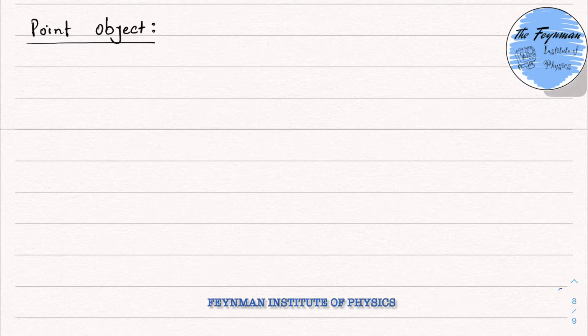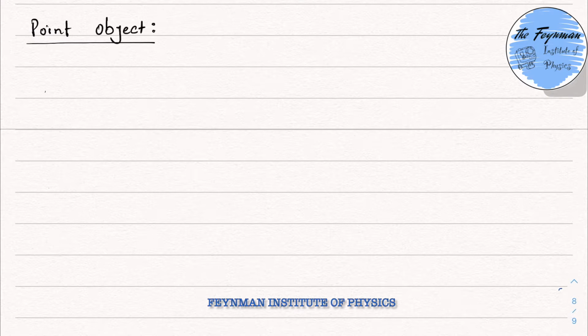And we can only consider an object to be a point-like object when the dimension of the object is very much smaller than the distance we are talking about. Like Earth is not a point object. We know that the radius of Earth is quite huge, about 6,400 kilometers. But the path which Earth travels around the Sun is very much larger than the radius or the dimension of the Earth. So here we can consider Earth to be a point object.